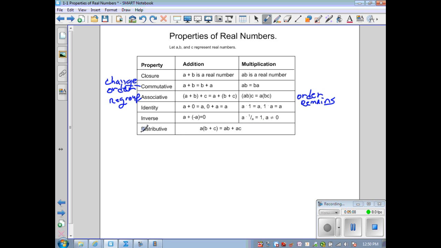And finally, the distributive property. Here, I'm going to have a number times a quantity. And what I do to use the distributive property is multiply A times B, bring over the symbol that's inside. Here it's a plus sign, it could be a minus, and then A times C.